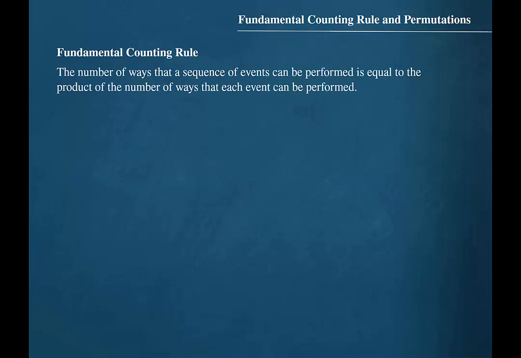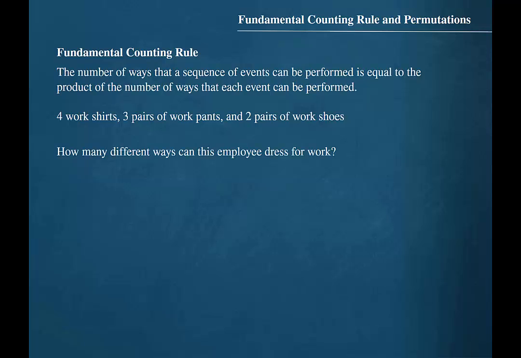The fundamental counting rule states that the number of ways that a sequence of events can be performed is equal to the product of the number of ways that each event can be performed. Suppose a uniformed employee has 4 work shirts, 3 pairs of work pants, and 2 pairs of work shoes. How many different ways can this employee dress for work?